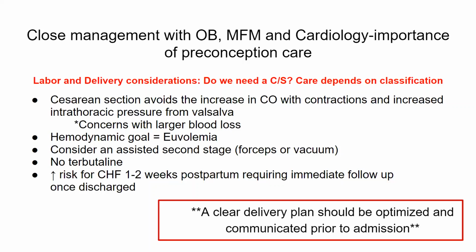When it comes to pushing, a clear plan would be made from your cardiologist and your OB, because you want to consider an assisted second stage. Hopefully this patient isn't walking in the door and wanting to deliver. You need somebody who's experienced possibly in forceps or vacuum so that the patient does not have to push. You never want these patients to have terbutaline. Why? Because that's a stressor on the heart. It increases the heart rate. And we already talked about the red flags for symptoms. And then again, these patients have an increased risk for CHF presenting 1 to 2 weeks postpartum, and they require immediate follow-up once they're discharged.